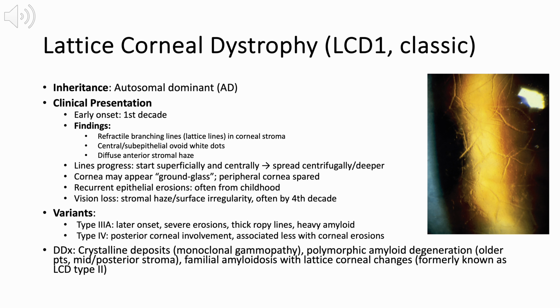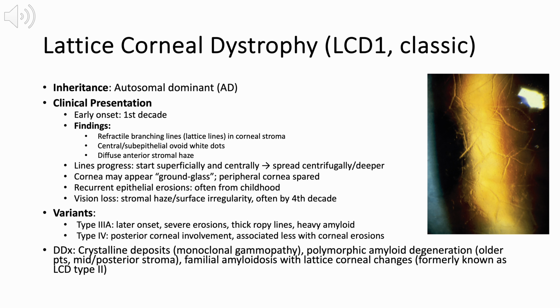The cornea may take on a ground glass appearance, while the periphery is typically spared. Patients often suffer recurrent epithelial erosions from childhood, and vision loss results from stromal haze and surface irregularity, typically by the fourth decade. Variants include type 3A, which has later onset with severe erosions, thick ropey lines, and heavy amyloid, and type 4, which involves the posterior cornea and is less associated with erosions.